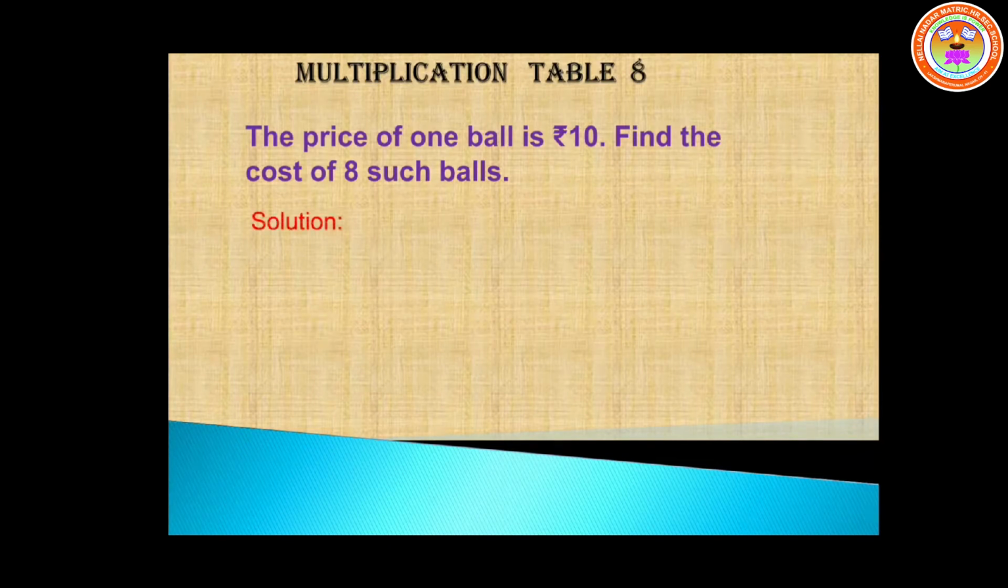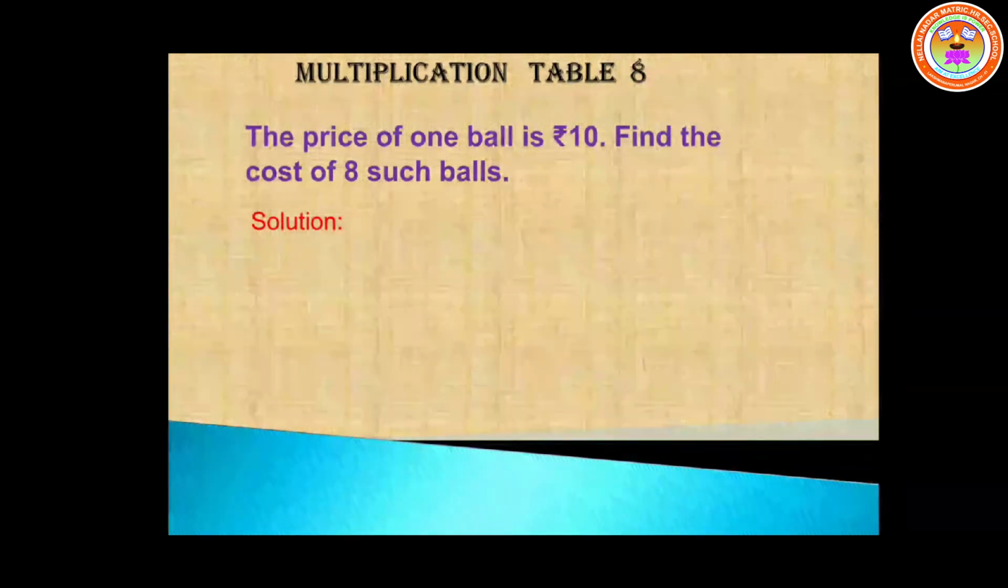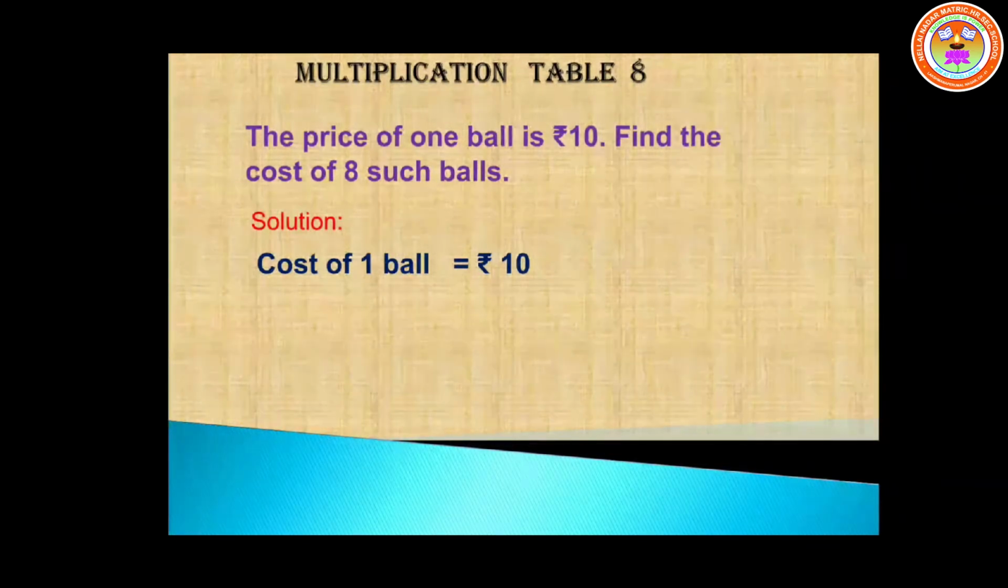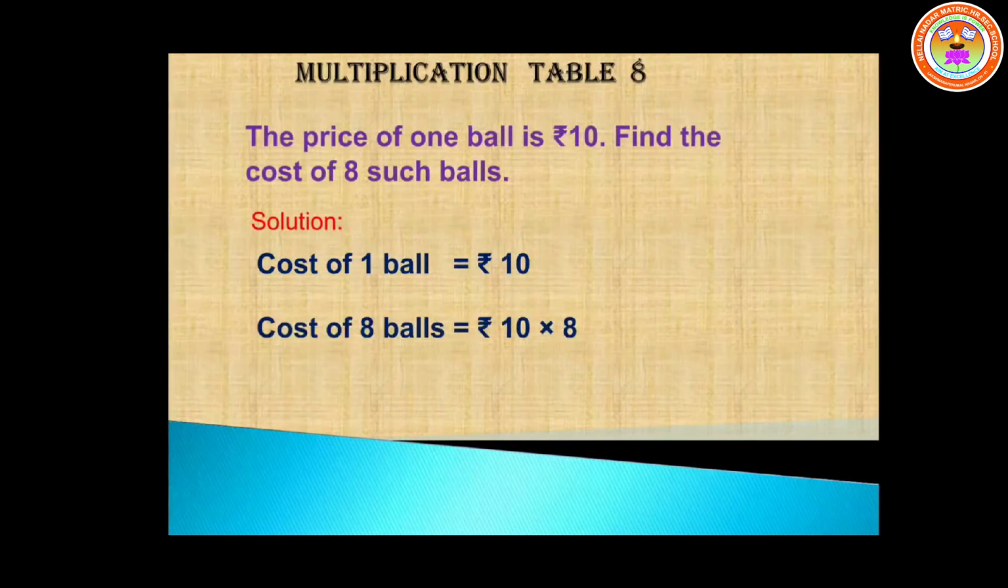Solution. The cost of one ball is rupees 10. So the cost of one ball is equal to rupees 10. What will be the cost of 8 balls? The cost of 8 balls is equal to rupees 10 into 8. So 1 ball is 10 rupees. I should find the cost for 8 balls. So 10 into 8 is equal to 80.